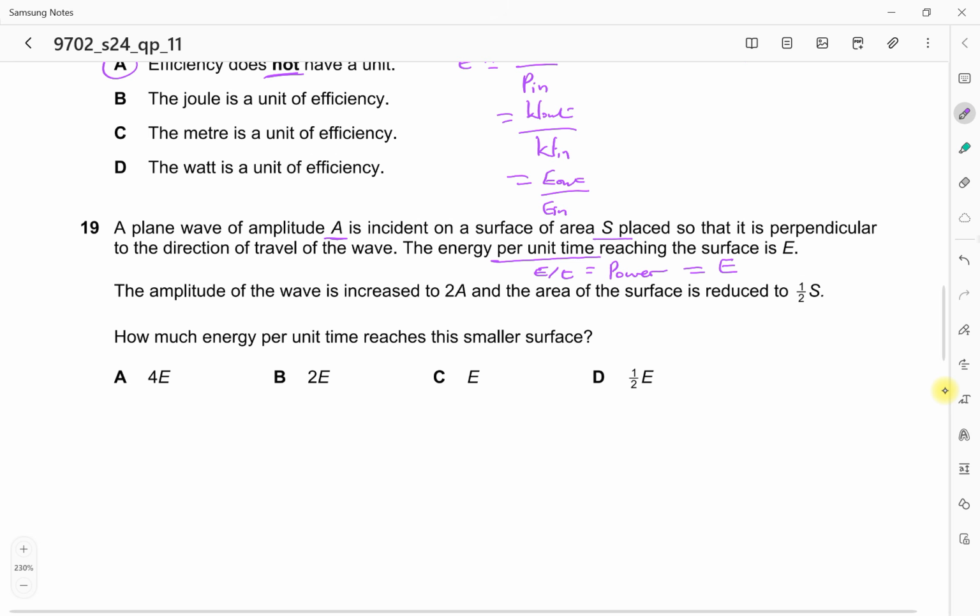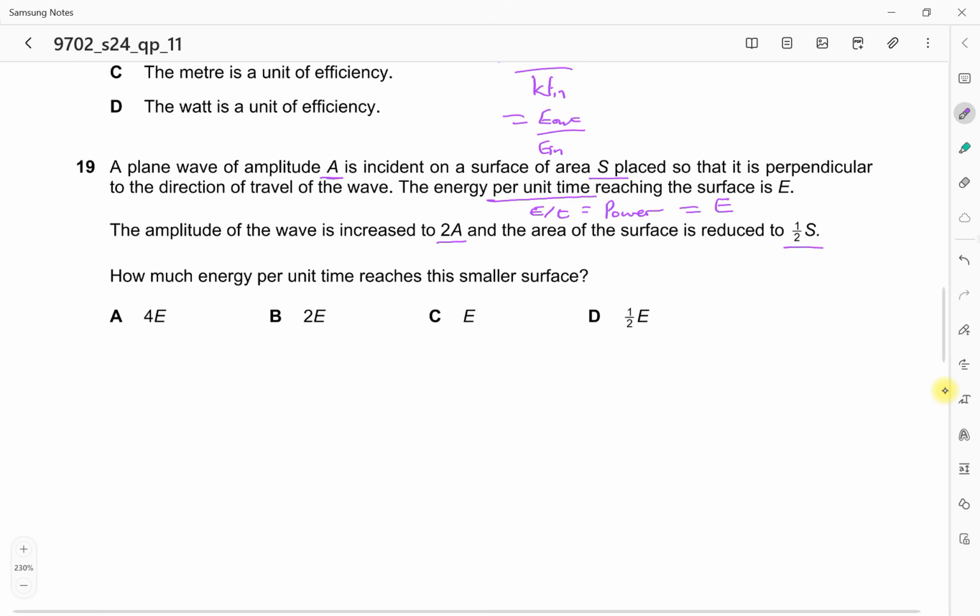The amplitude of the wave is increased to 2A, and the area of the surface is reduced to a half S. How much energy per unit time reaches the smaller surface? Okay. So the energy per unit time reaching the bigger surface is E. The energy per unit time reaching the smaller surface is not known. So I said energy per unit time is equal to the power.